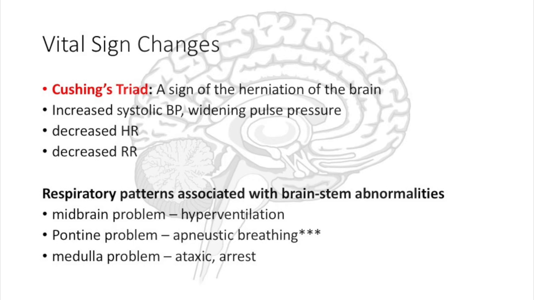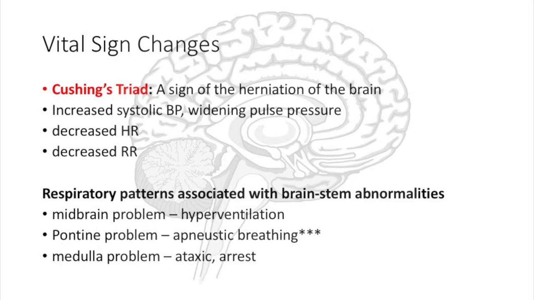Other signs that we could look at to indicate a neurology problem are the vital sign changes. One of the hallmark signs is the Cushing's Triad. This is 3 signs that we look for, and if you get them, you know that it could be really, really bad. So this is a sign of herniation of the brain. This is a late sign, not an early sign of a neuro problem.